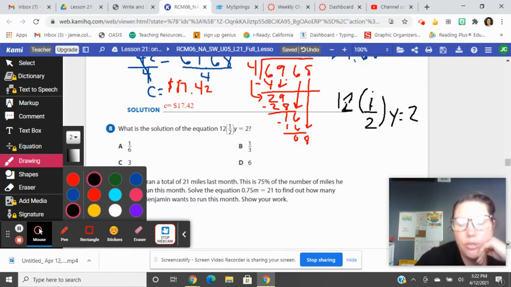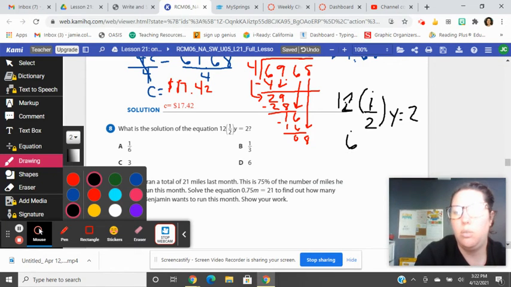Okay, so first we can go ahead and multiply 12 times a half. So what is half of 12? 6, right? So 6y equals 2.